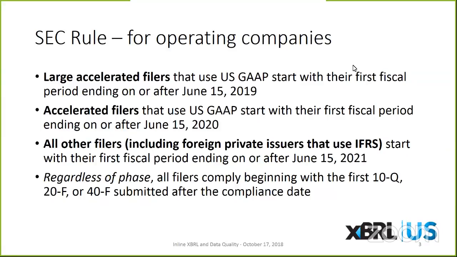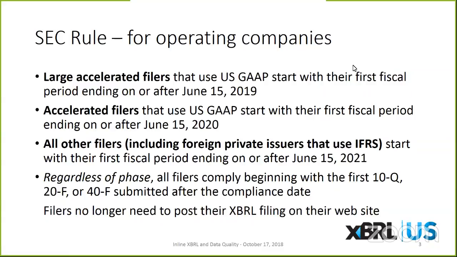Regardless of the phase-in, though, one important factor is that all filers will comply beginning with either their first 10Q, or if you file 20Fs, the first 20F or 40F submitted after that compliance date. So if your first filing after that compliance date is a 10K, for example, you might have a June 30th, 2019 fiscal year end. In that case, that 10K would not need inline XBRL. Rather, you'd wait till your first 10Q, which would be the first quarter subsequent to that. The last thing here is that filers no longer need to post their XBRL filing on their website. And that was a rule that was in existence since 2009, and that rule no longer exists.